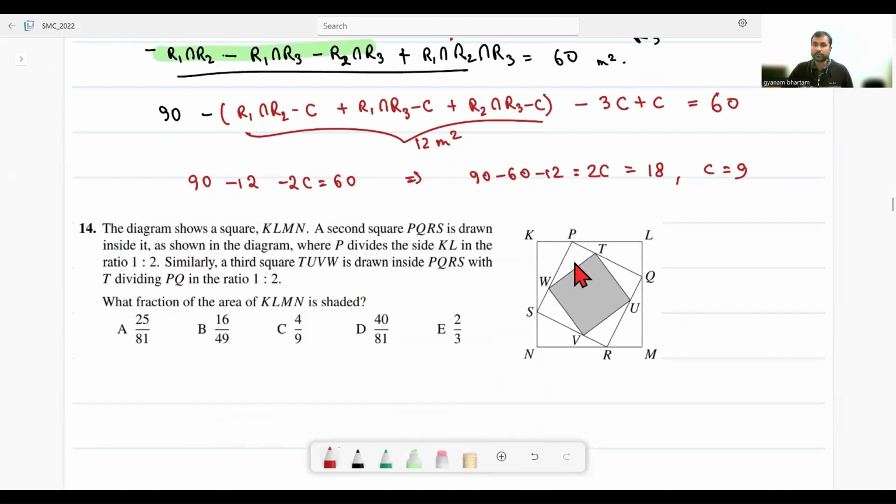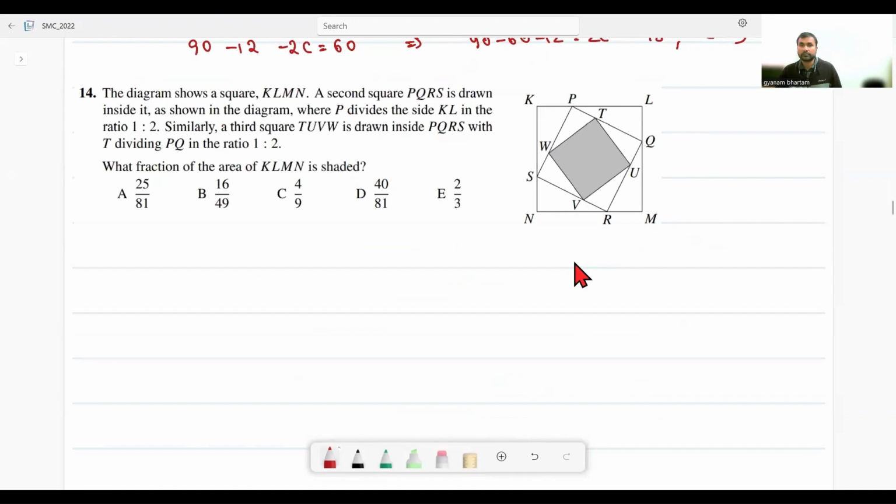Next one, we can go through. Now the diagram shows KLMN. A second square PQRS is drawn inside it, as shown in the diagram, where P divides KL in the ratio 2:1. So remember, these triangles are going to be congruent because this is 2:1. This angle is going to be complementary. This is 90 degrees. So again, this is going to be complementary. So all are congruent by angle, side.